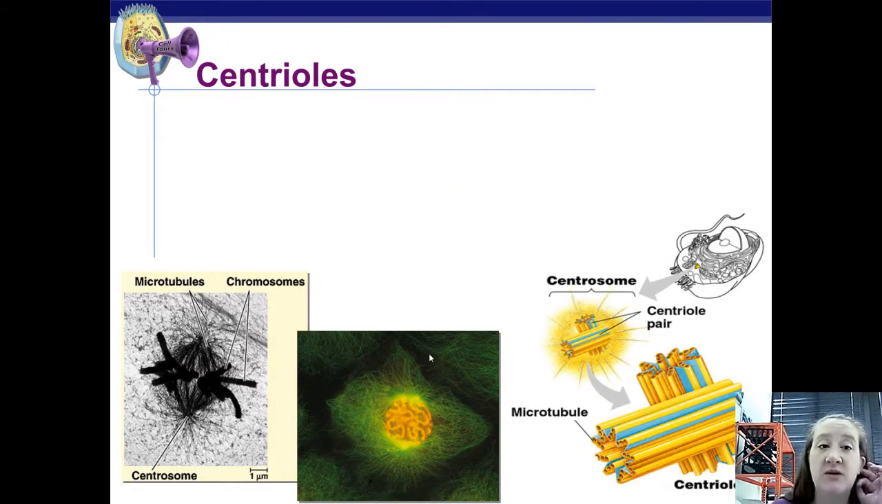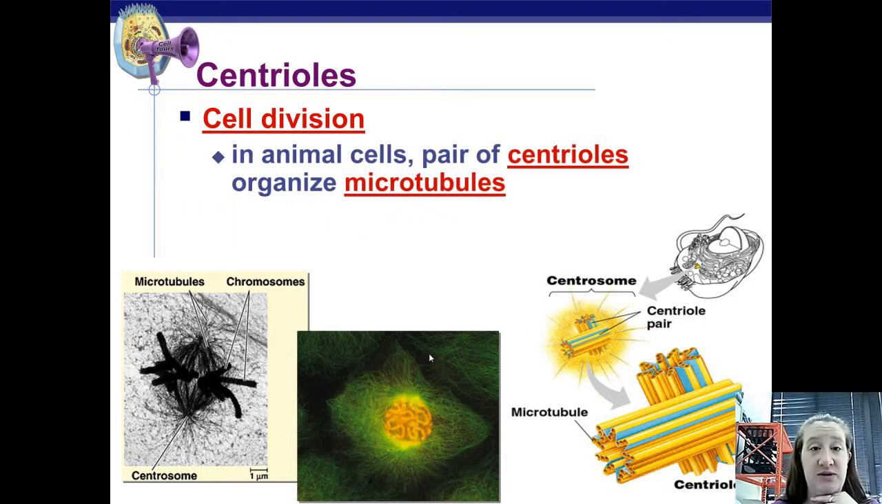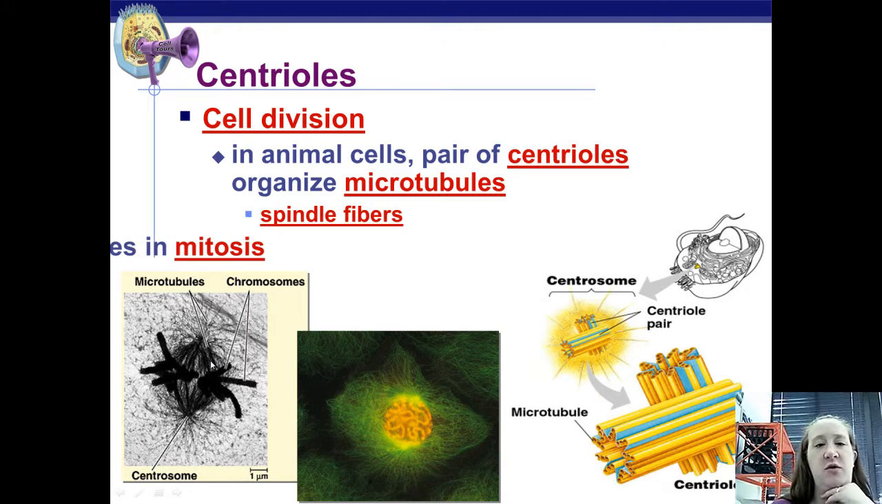One of the specific parts of the cytoskeleton that is really important for cell division are your centrioles, and centrioles exist in animal cells. They are going to organize microtubules, the little bitty tubes that are going to grow out and help move the chromosomes around. You can see in this picture, here are chromosomes, and here are the microtubules that are going to grow and work almost like fishing line, directing traffic of those chromosomes.